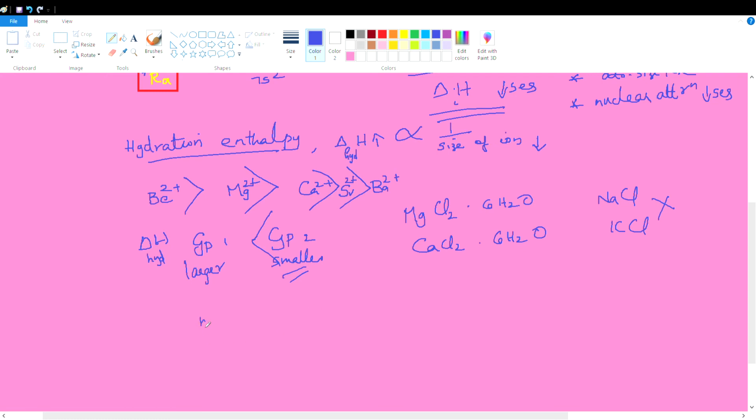Melting and boiling point. If you compare group 1 and group 2, we told group 2 elements are harder, and stronger metallic bonding in the case of group 2. Hence, melting and boiling point are also higher for group 2 elements than group 1.